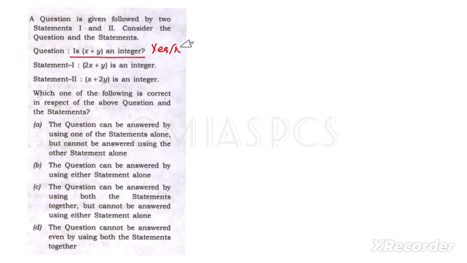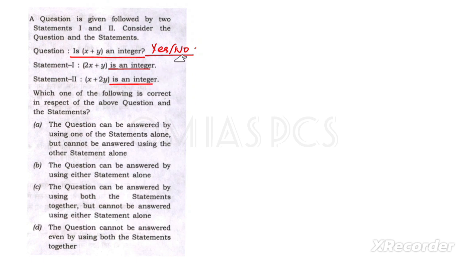There should not be any confusion, there should not be answers like it can be or it cannot be. Just say yes or just say no. Both should be your answer. So the first statement is x plus y is an integer, the sum is an integer. The second statement is x plus 2y is an integer.